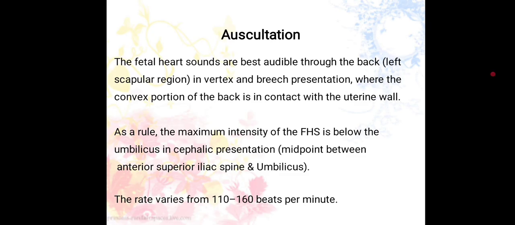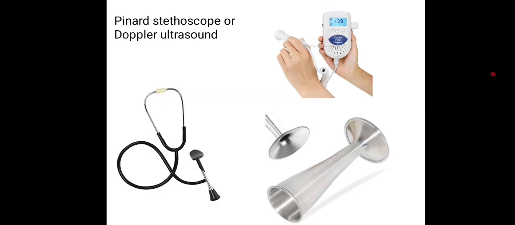The last step in obstetric examination is auscultation for fetal heart sound, which is best audible through the back, mainly the left subscapular region. As a rule, maximum intensity in a cephalic presentation is below the umbilicus, at the midpoint between the anterior superior iliac spine and the umbilicus. The normal rate of fetal heart sound is from 110 to 160 beats per minute. Auscultate for fetal heart sound using either a binaural stethoscope or Doppler ultrasound.